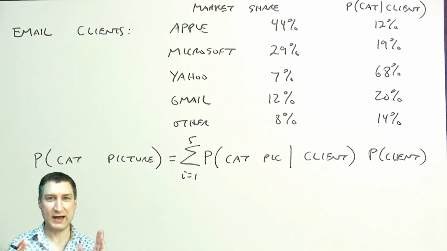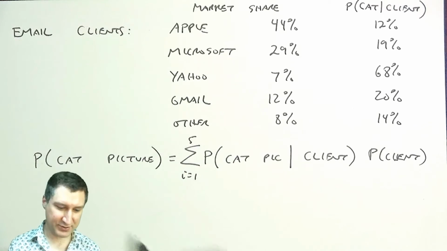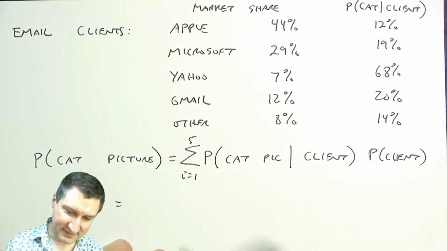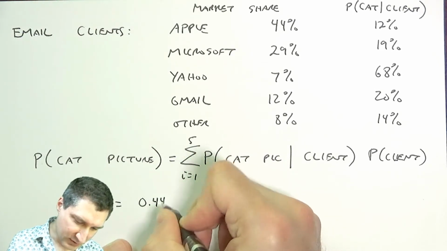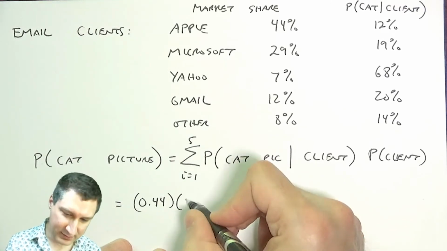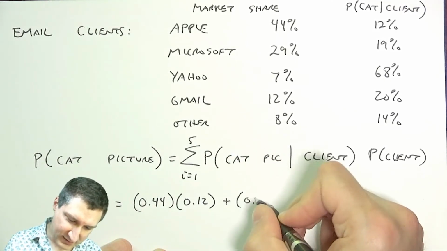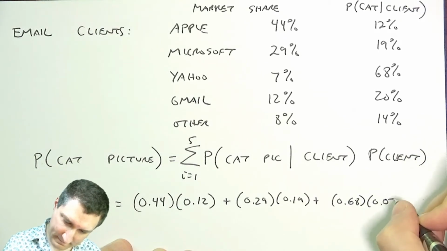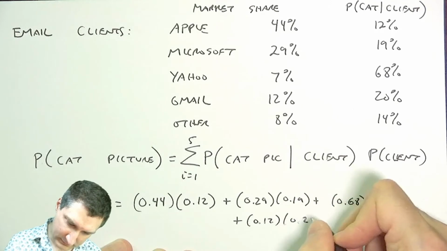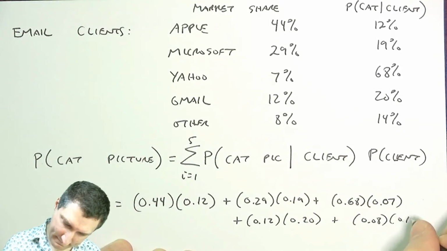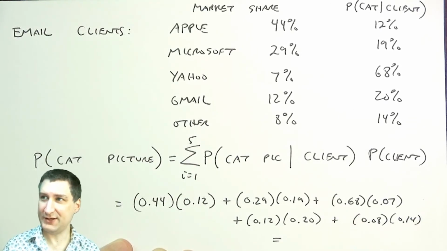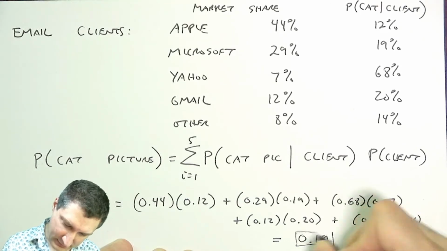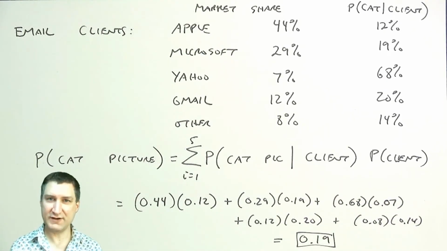So I kind of know how much is happening on each client, and to get the total amount of probability for cat picture, I would sum up to say, okay, well, I have the probability of Apple is 0.44, and the probability of cat picture given Apple is 0.12. So this would be kind of like your typical total probability theorem type problem. And I can add all those numbers up, and it turns out to be about 0.19. Okay, so I've discovered the probability of this large event by decomposing it into the sum of all the possible probabilities of its pieces. And we're going to do more examples like this next time and in the following lecture after that. Okay.